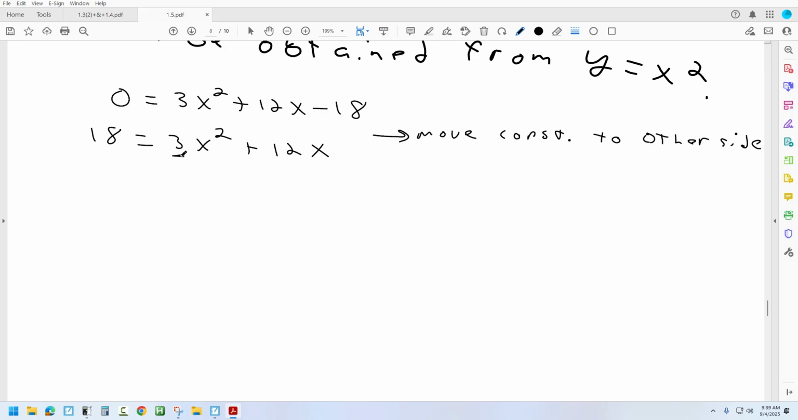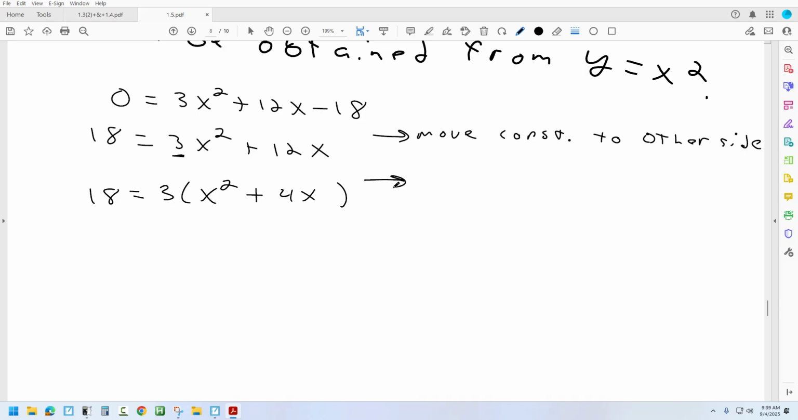What can I do? Because I don't want to do anything on the left. I just want to manipulate the right-hand side so it looks like the x squared has a coefficient of 1. We're still going to see a 3, but we just have to factor it out. So we're going to be left with 3 on the outside of the parentheses, and then x squared plus 4x.